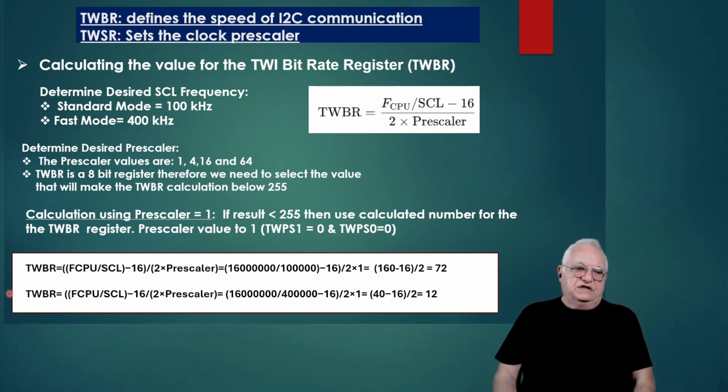Now let's do this same operation, but for using 400 kilohertz. Again, here we have 16 megahertz divided by 400 kilohertz minus 16, divided by 2 times 1, and that gives us a value of 12. So that means we can use a prescaler of 1 for our microcontroller, which has a 16 megahertz clock.